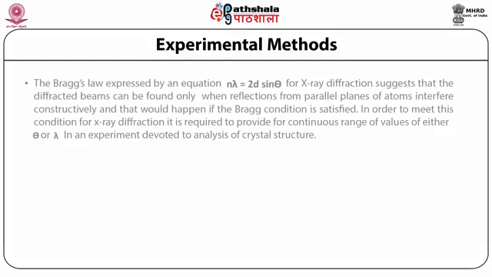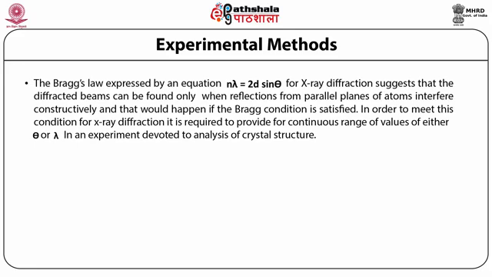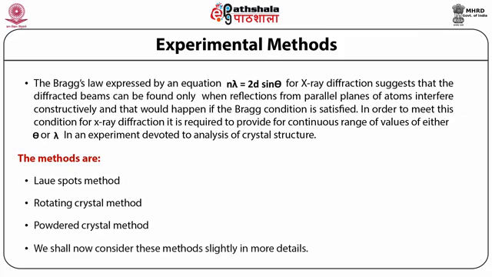Experimental methods. Bragg's law, expressed by the equation n lambda equals 2d sine theta, for X-ray diffraction suggests that diffracted beams can be found only when reflections from parallel planes of atoms interfere constructively, and that would happen if the Bragg condition is satisfied. In order to meet this condition for X-ray diffraction, it is required to provide for a continuous range of values of either theta or lambda in an experiment devoted to analysis of crystal structure. The methods are Laue spots method, rotating crystal method, powdered crystal method. We shall now consider these methods in slightly more detail.